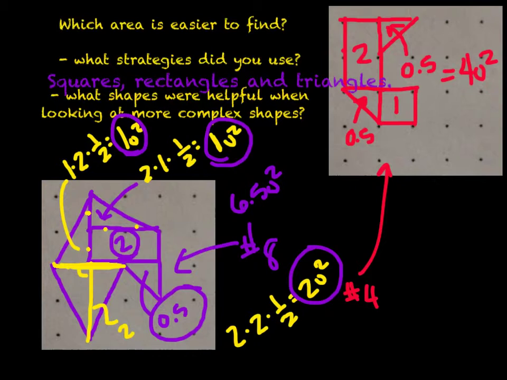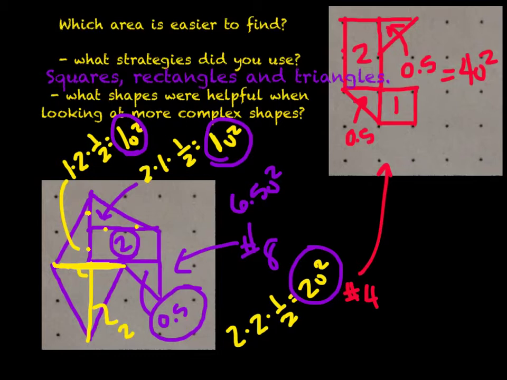I'll add that in here. So I created squares, rectangles, and triangles. And then what shapes were helpful when looking at the more complex shapes? Obviously the squares, rectangles, and triangles were the most helpful, because we knew that triangles, depending on their size, could potentially be half the size of a square, and rectangles are easy because it's just base times height to find the area, and so on.